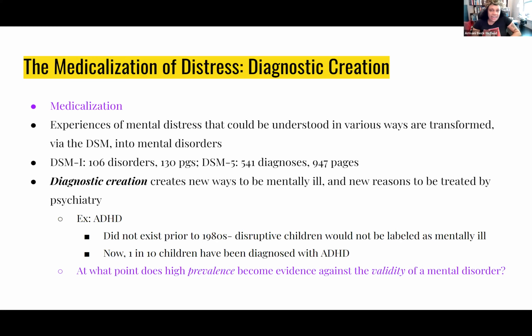And so I'm curious, and this is an effort-based question. However, you have to have paid attention to lecture or previous methodology classes to understand what I'm asking here. At what point does high prevalence become evidence against the validity of a mental disorder? So go ahead and think about that. First, identify the italicized words, and then go ahead and answer this question with your own thoughts.